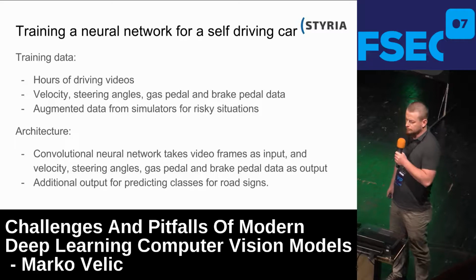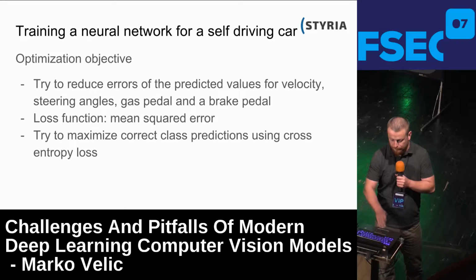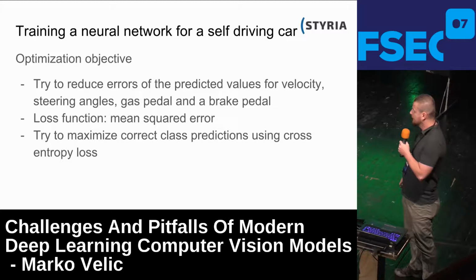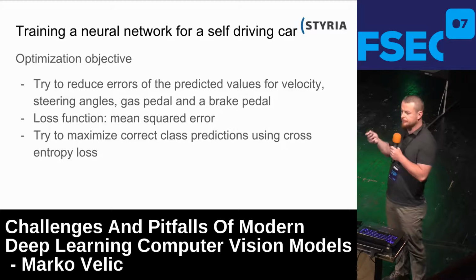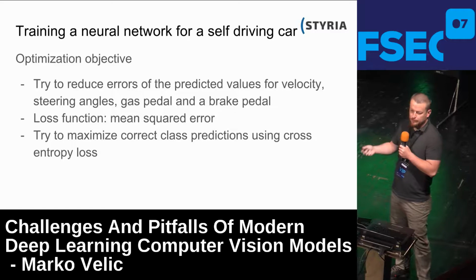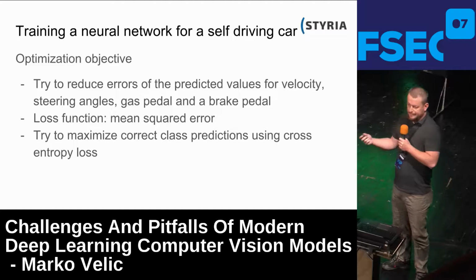the recognition of objects, for example, traffic signs, pedestrians, and so on. So you can do this in one convolutional network. The optimization objective for this model would be to predict the values for steering angle and so on that are as close as possible to your training data from real driving footage, or some data that was created in a self-driving cars simulator, for example, for simulating dangerous situations to enrich your data set.